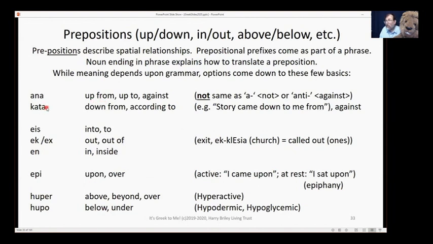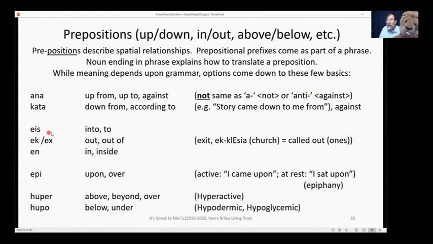Kata is down. In particular, it's down from something. Kata also is translated in the New Testament as according to. So the Gospel of Luke is kata Lucas, which means according to Luke. It might be easier to remember using down from. It says, this story came down to me from Luke. This story may have come down to me from my great-great-great-grandparents. So you get the sense of down from, both physically in space or metaphorically in the sense of I received something from someone before me. So kata, down from, ana, up from.